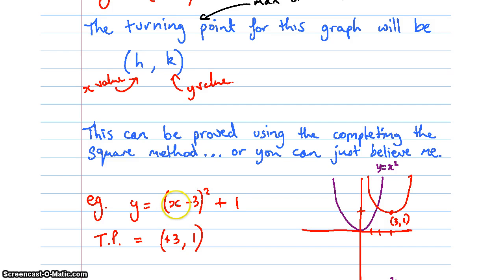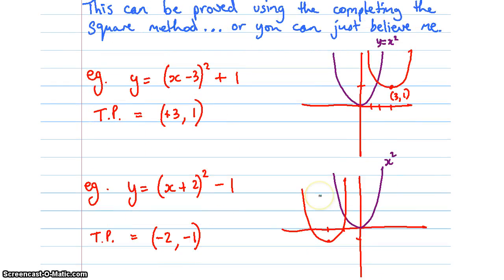So have a look at this one here, y equals (x minus 3) squared plus 1. The turning point will be positive 3 and positive 1. So whatever that was there, and the opposite of that one there. And so this graph, instead of being here, y equals x squared, is that one, it's been moved up 1 and across 3 to the right, and therefore it looks like that. Same shape of the graph, but a different position of the graph.